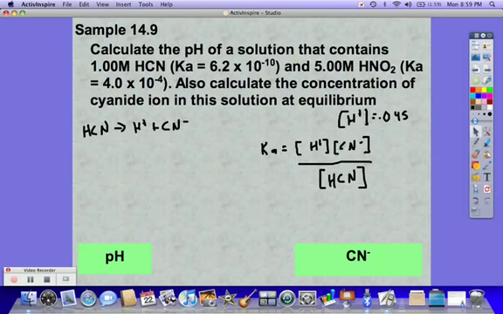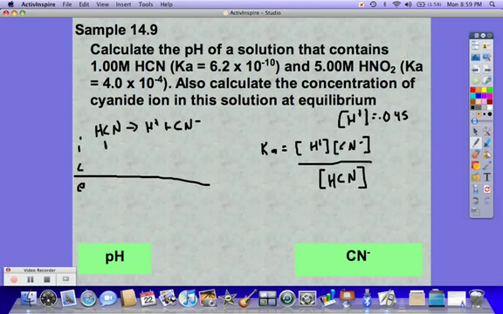Alright, so we're starting with 1 molar HCN. So let me move this over to set up my ice table. Notice everything looks pretty much the same. The difference, though, is I'm not going to have 0 hydrogen, because, again, I do have hydrogen already in the beaker from the HNO2, and it's enough where I cannot ignore it. So I'm starting with 0.045 of the hydrogen. But I don't have any cyanide because HCN hasn't broken up. Everything else is the same, minus x plus x plus x.